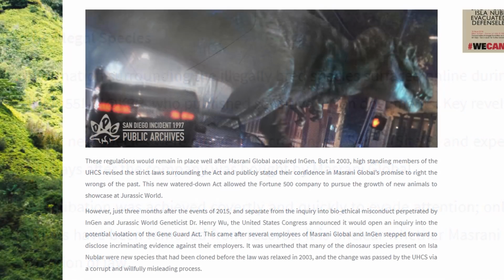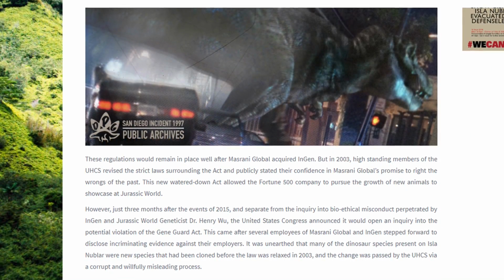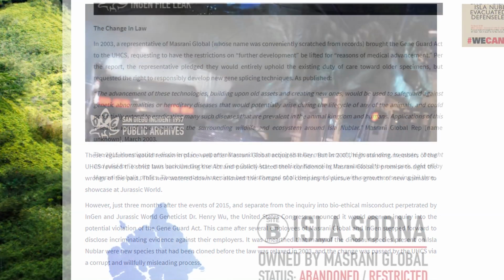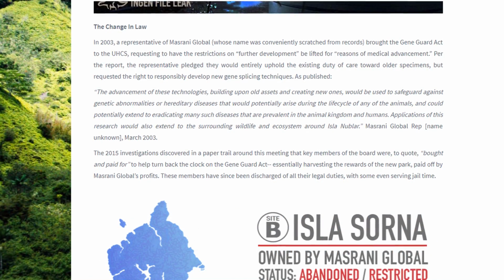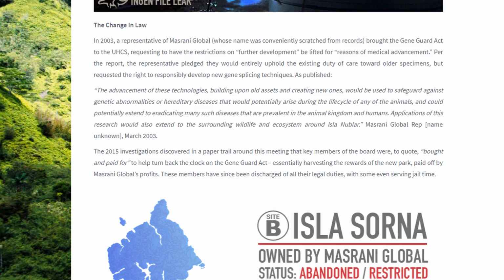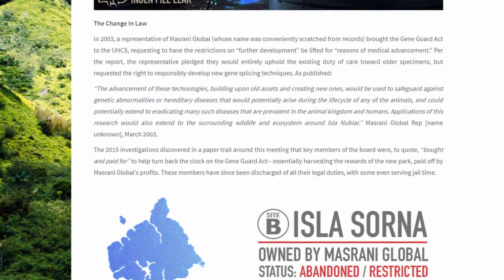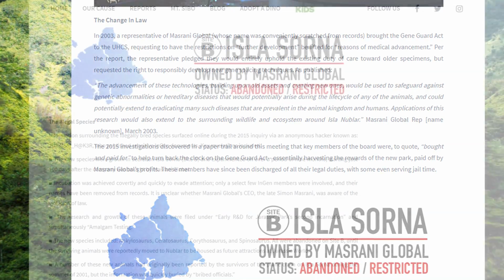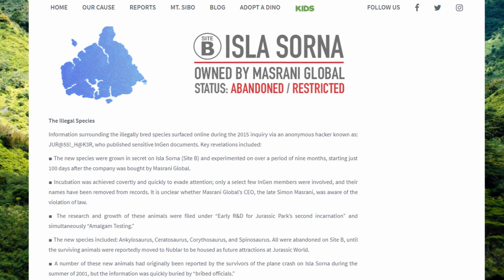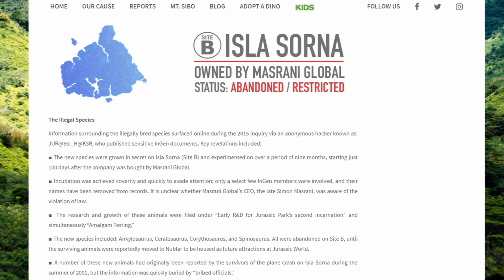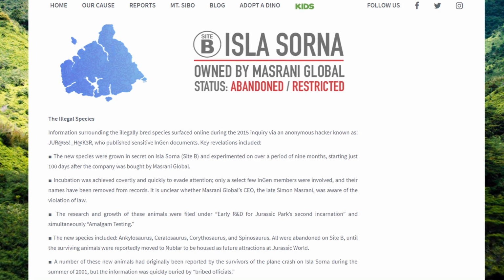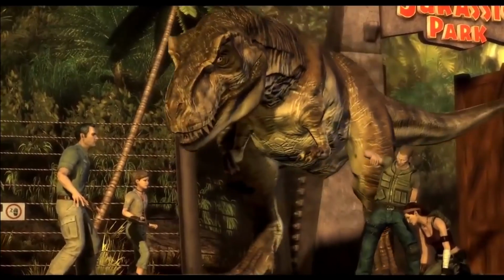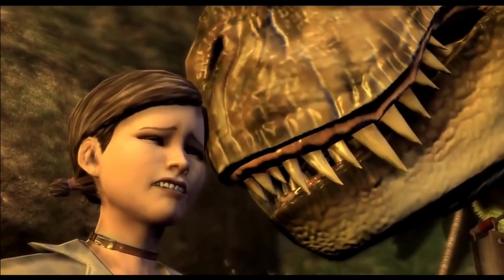Well, that's because after John Hammond made Site B a nature preserve, the government made it illegal to clone any dinosaurs. Later on, that law is said to have been relaxed in 2003 because of some shady political bribery and the fact that Masrani was going forward with opening the new theme park. But due to the fact that they were cloned in 1999 while the law was still in practice, that makes them illegal species.